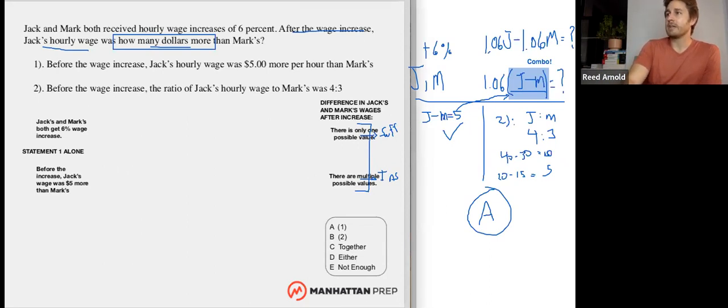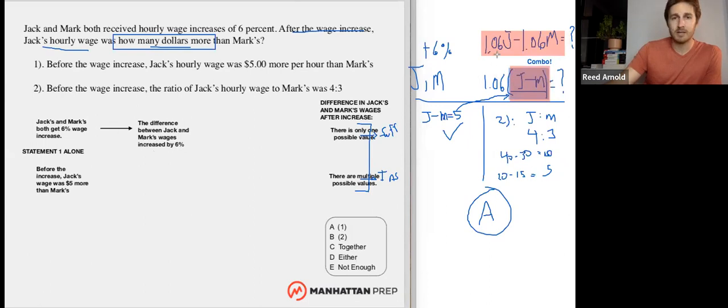And the key insight here is done before I really even get to statement 1 alone. If Jack's and Mark's wages both get a 6% increase, then the difference between Jack's and Mark's wages gets a 6% increase. If I'm used to something like this, I might know that intuitively, but I can also show that algebraically. That's what this algebra shows me. That's the inference I make here.